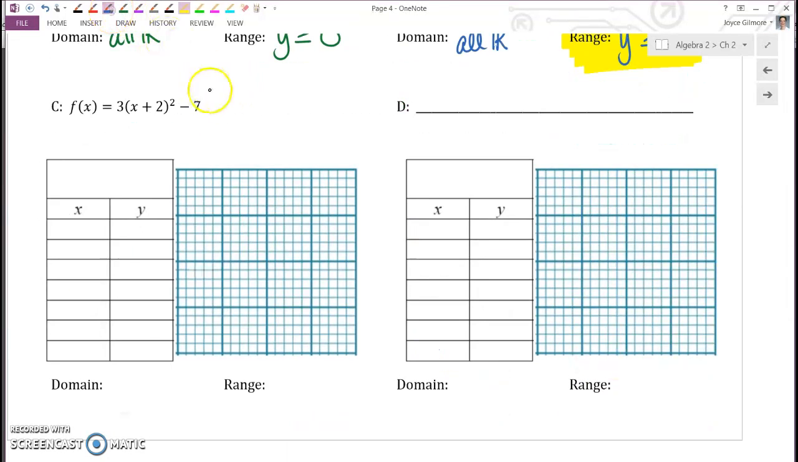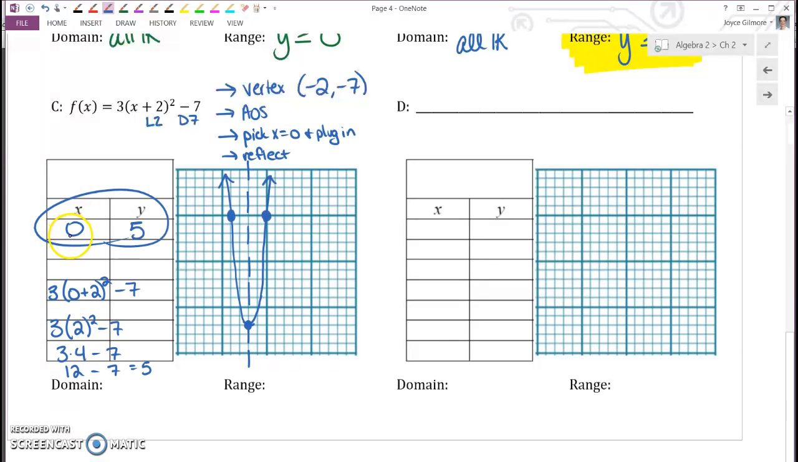First, identify your vertex. What is the vertex for this particular graph? +2, -7. +2 indicates left 2, -7 indicates down 7. So our vertex is -2, -7. So let's plot that point. Because this is pretty close to the y-axis, I'm going to pick 0 and plug in 0.